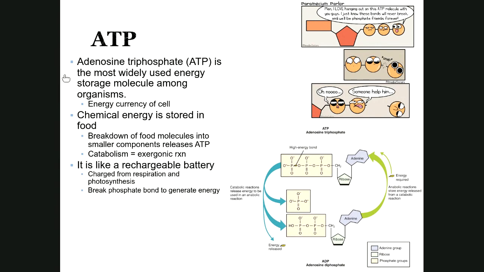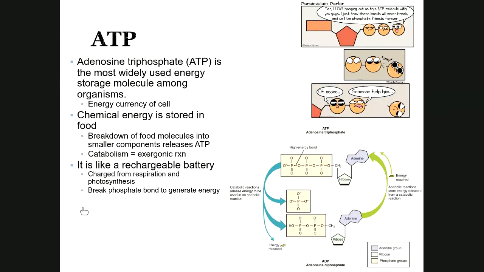Now, how we're going to do that is we're going to use the chemical energy stored in food. We're going to break it down into smaller components, and as we do that, we will gain phosphates that we can use to power and recharge ATP. The whole process of breaking down food into smaller products is called catabolism. I always like to think of catastrophe. And if you remember, that's an exergonic reaction that's giving off energy.